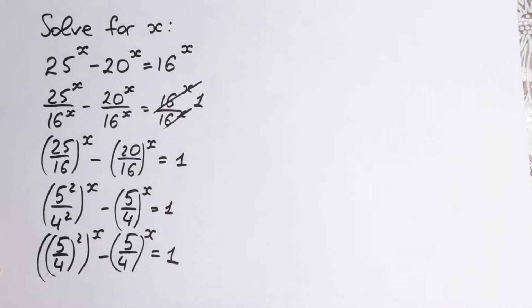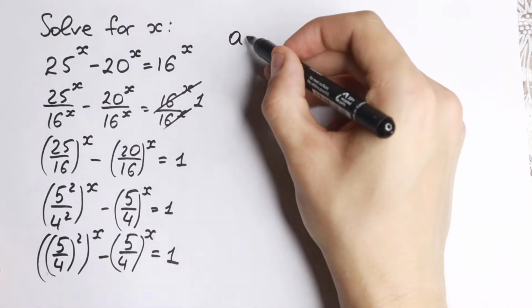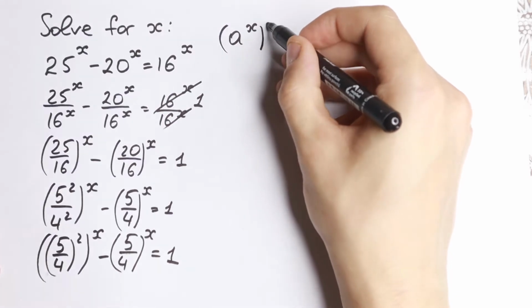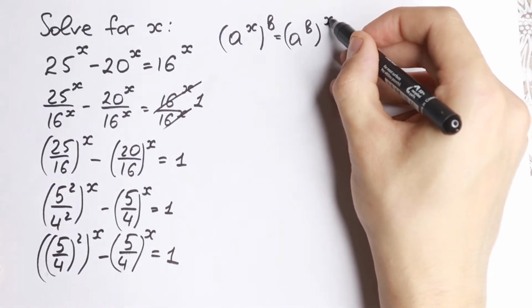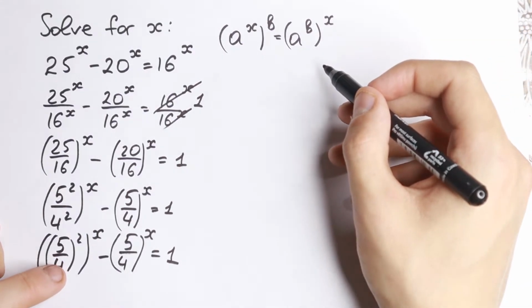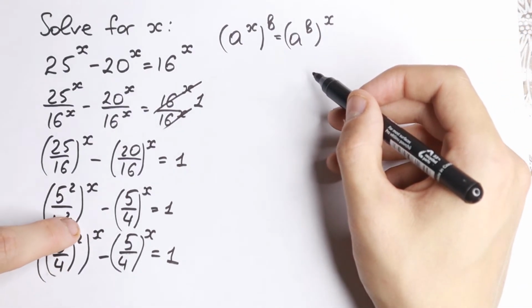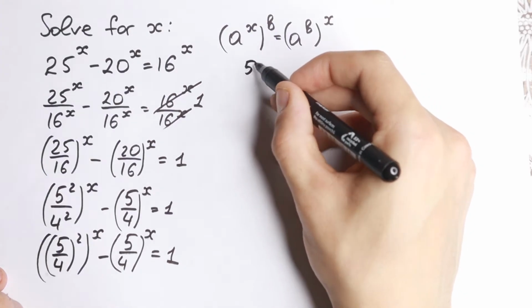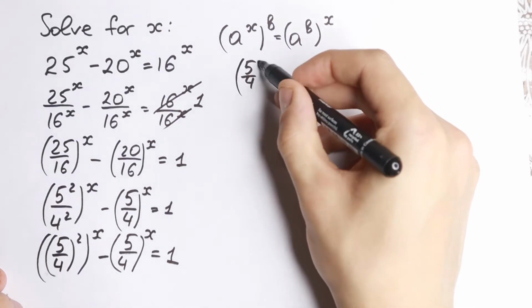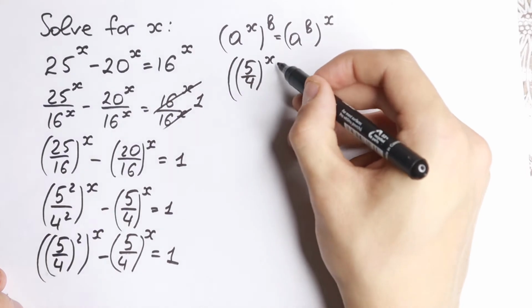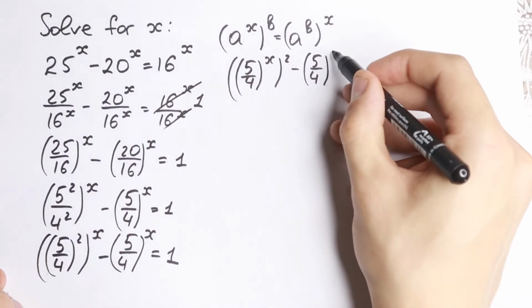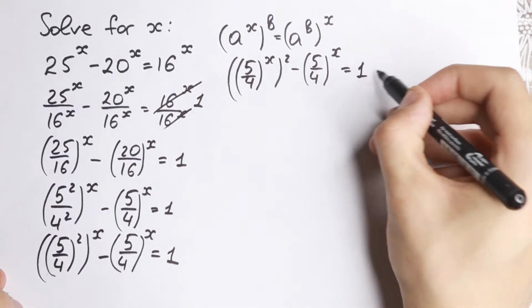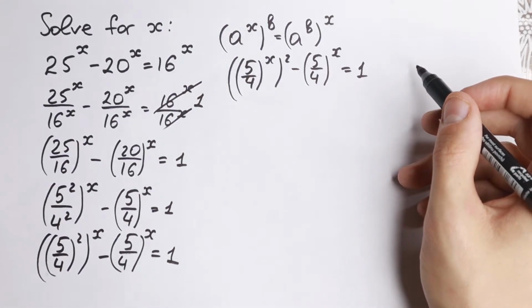But what we're going to do right now, we need to know a rule of interchange. So if we have a to the power x raised to the power b, we can write it as a to the power b raised to the power x. And I want to mention that this is our situation, because we can easily swap these two and our x. We will have 5 over 4 to the power x squared minus 5 over 4 to the power x equal to 1. Yeah, so we have this situation right now.